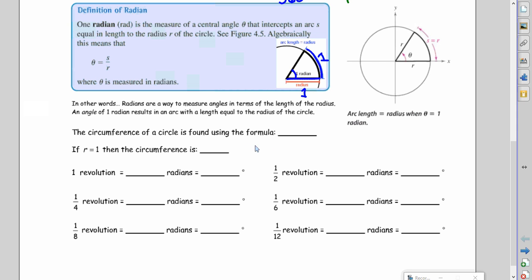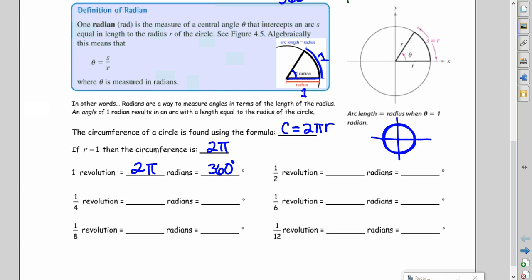So how do we find the circumference of a circle? 2 pi r, right? If the radius is 1, then the circumference is 2 pi. Now we're going to talk about revolutions around a circle, radians, and degrees. If I start out and go all the way around the circle, that's 1 revolution. One revolution is 2 pi radians, which is 360 degrees.